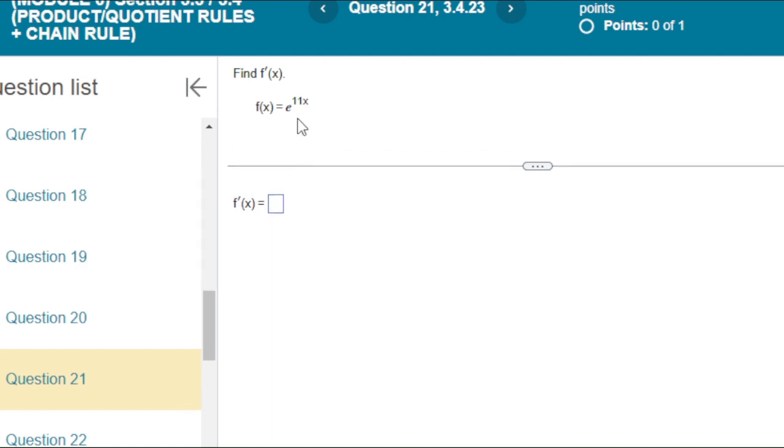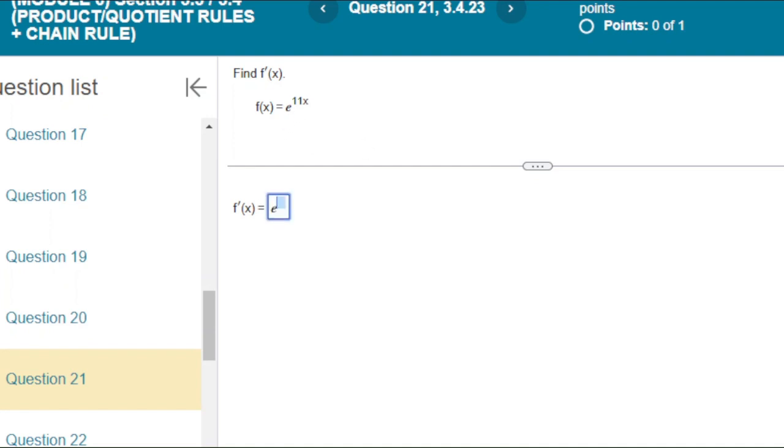Okay, now here our inside function is 11x. Our outside function is e to the x, right? So you think of the whole inside function as just one big x. Our outside function is e to the x. So what's the derivative of e to the x? Well, it's just e to the x.